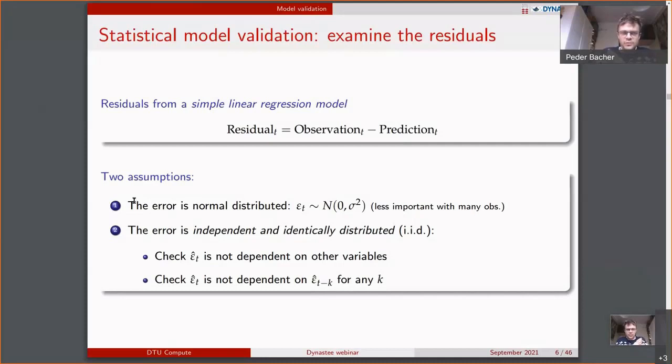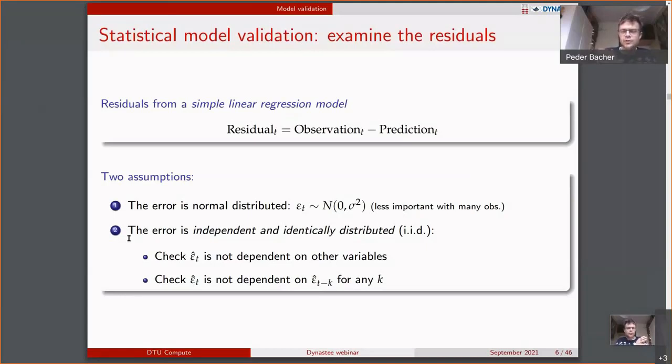These two assumptions are there because, if we are to trust the statistical results, so basically that the estimates of our parameters are unbiased, and that the uncertainty estimates are also good, then we have to check these assumptions.